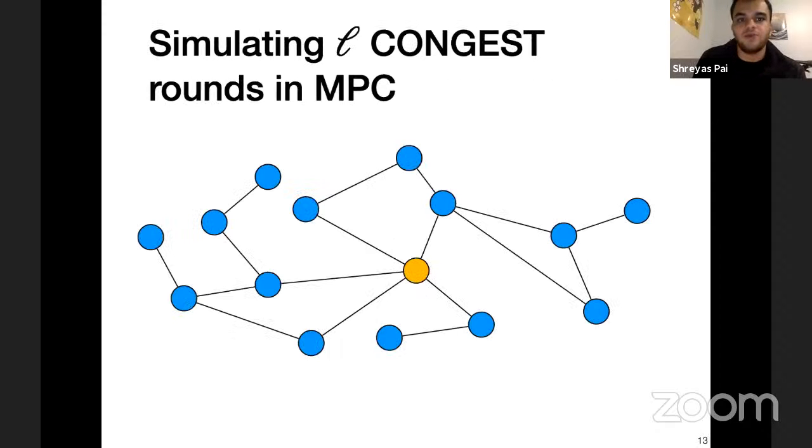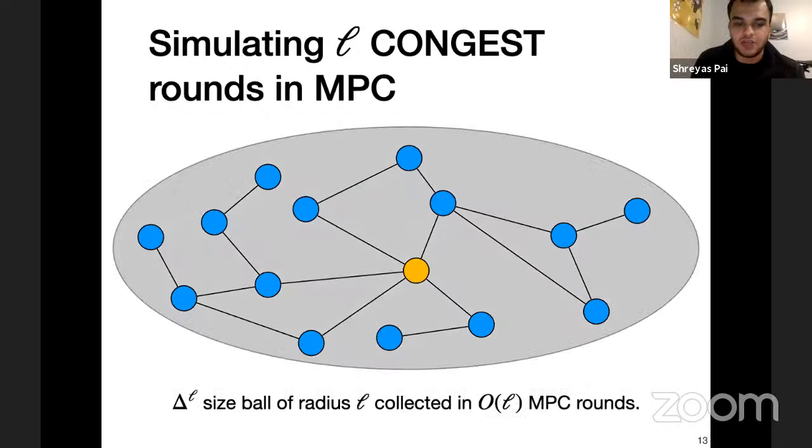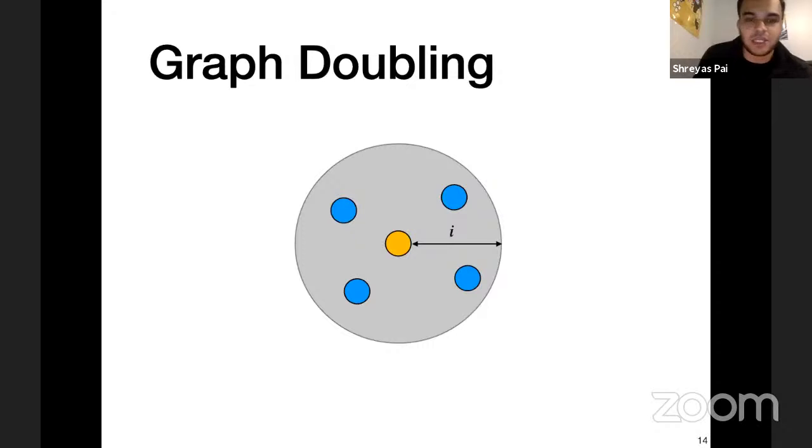So when you try to simulate L CONGEST rounds in MPC, you just need to collect a ball of radius L around the vertex that you want to simulate. And this ball will have size at most delta to the L, and you can collect it in O of L MPC rounds by just collecting it one hop at a time. And of course, this is assuming that this delta to the L size ball fits in the memory of a single machine. But you can actually do a lot better by this graph doubling technique.